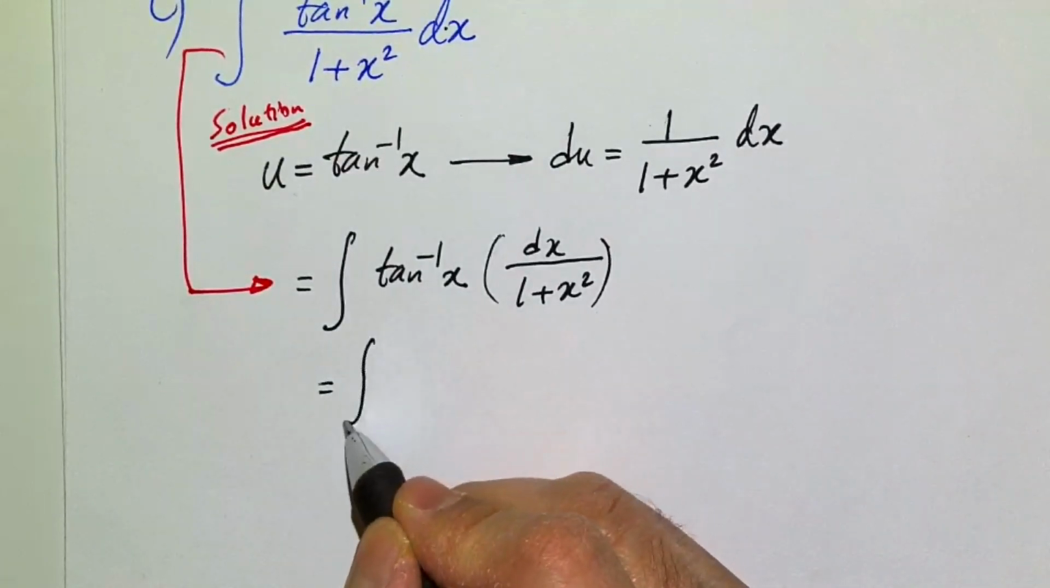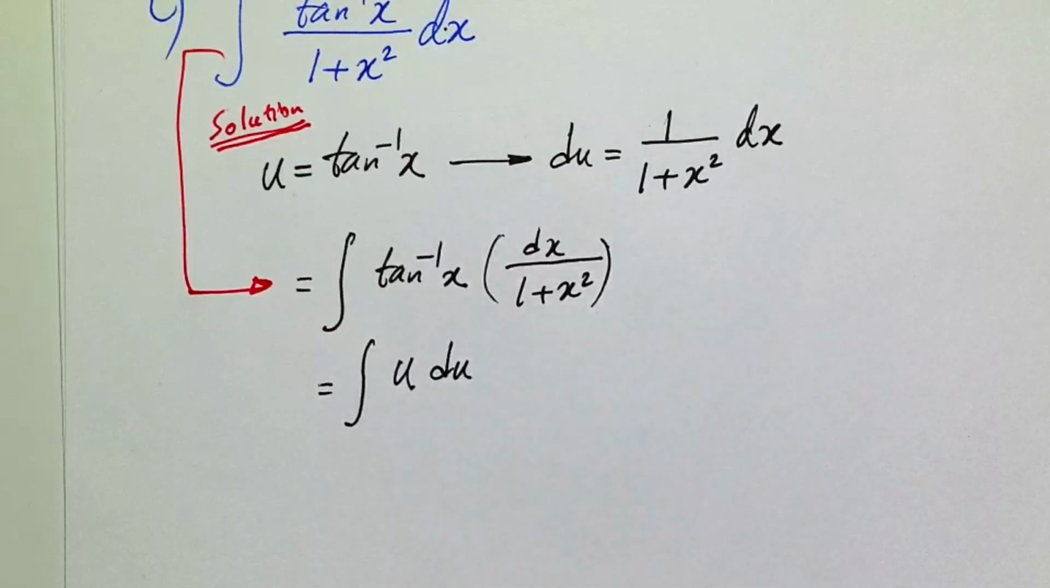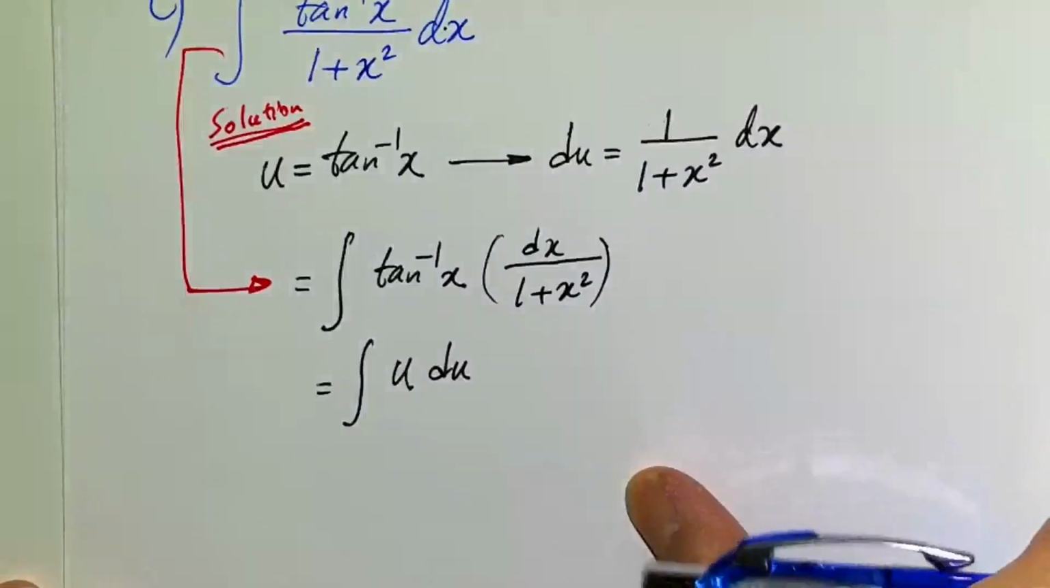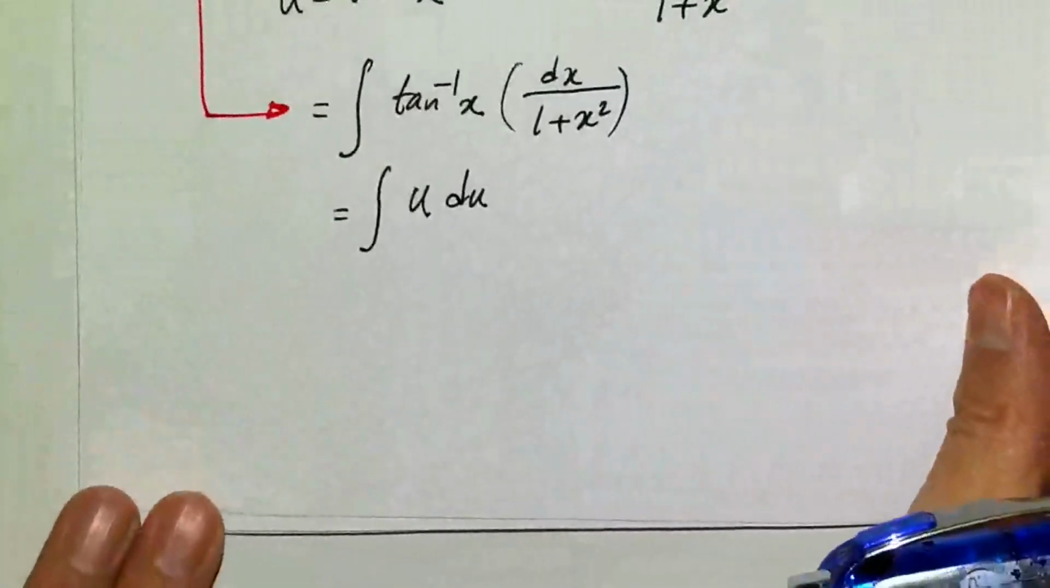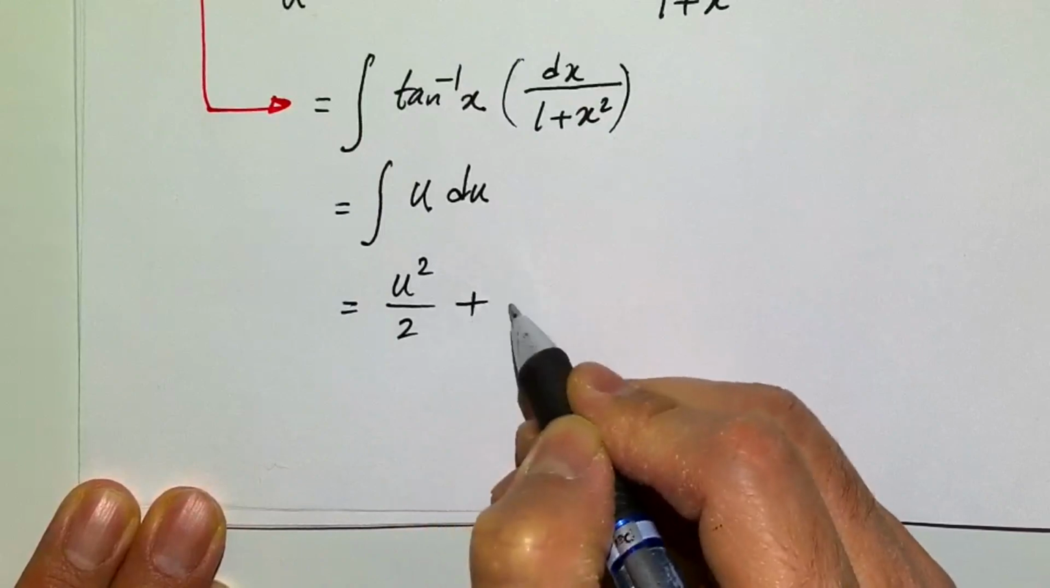We have the integral of u du, right? Very simple. Now, how easy is that to integrate? Very easy, right? So then we have u squared over 2 plus c.